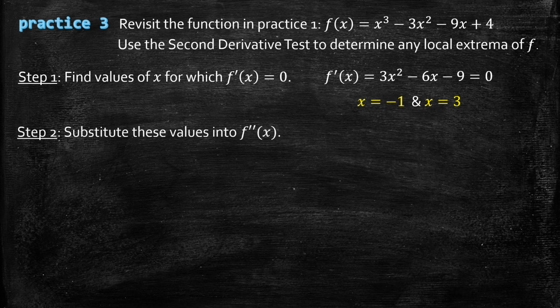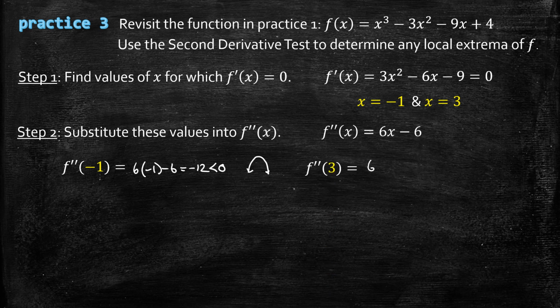Now for the second derivative test, we just have to plug those values into the second derivative, which is 6x minus 6. Plugging in -1, we get 6 times -1 minus 6, which equals -12, which is less than 0. Therefore, the second derivative less than 0 means that it is concave down at x equals -1, which means we have a local max there. Now if we plug in 3, 6 times 3 minus 6, 18 minus 6 is 12, which is positive, which means that the function is concave up at x equals 3, which means we have a local min.